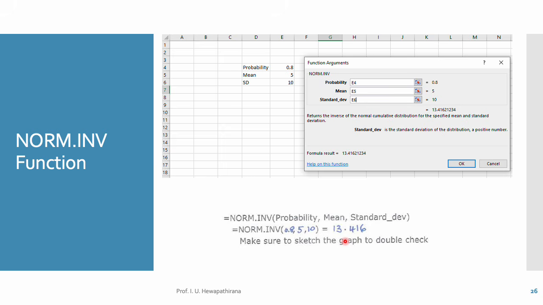So what value gives a probability of 0.8? What is this X value? This X value is equal to 13.416.